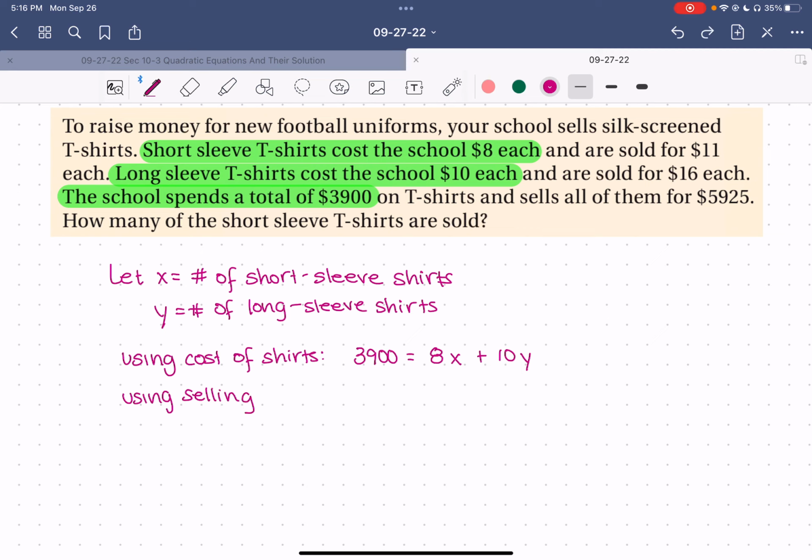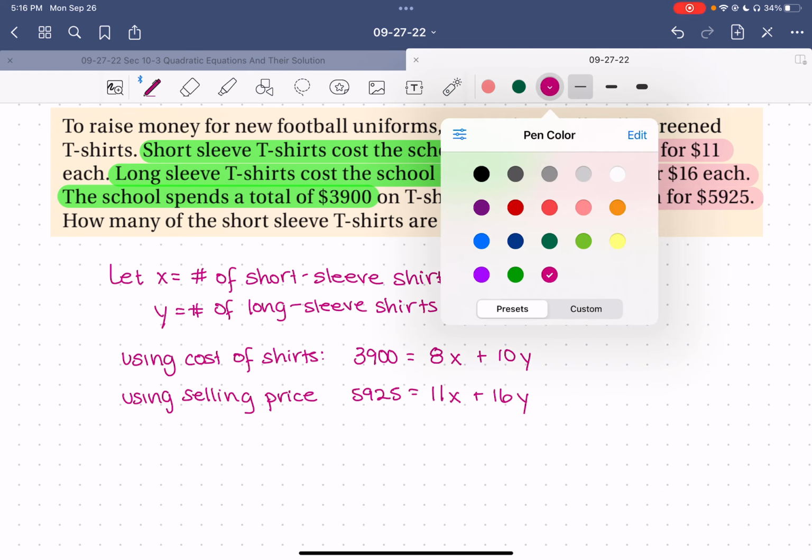we can make another equation. The short sleeve shirts are sold for $11 each. The long sleeve shirts are sold for $16 each, and altogether we sold for $5,925. So 5,925 is we had $11 for each short sleeve shirt and $16 for each long sleeve shirt. And there's our system that we're going to solve.